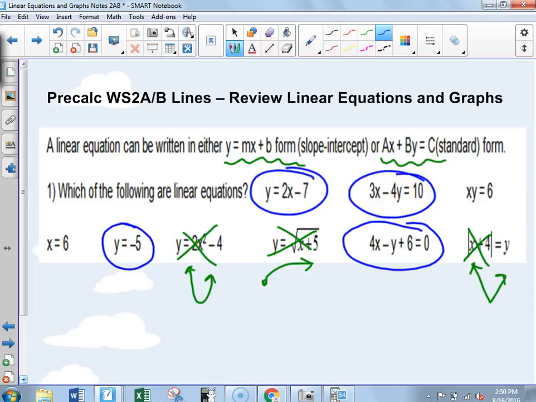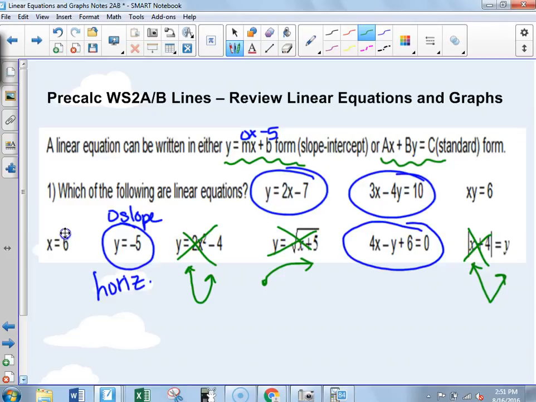This one has 0 slope, and does anybody know what that would graph as? Do you remember from yesterday? Horizontal. It crosses the y. And so if we were in this form, what's the slope? You'd have 0x minus 5, right? So this is 0 slope, a horizontal line. Vertical? Is there a vertical line up there? Yeah.